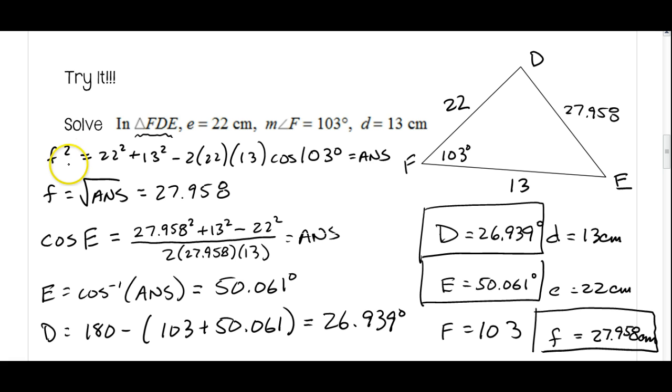So I used law of cosines to find the side, then I used law of cosines to find the angle, and then once I had two of the angles, E and F, I could just subtract those two from 180 to get D.